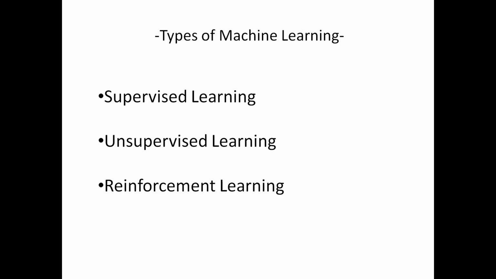Next is unsupervised learning. In unsupervised learning, the labeled dataset is absent. Next is reinforcement learning. In this, the algorithm is not explicitly told how to perform a task, but works through a problem on its own, or we can say it is based on learning through mistakes.